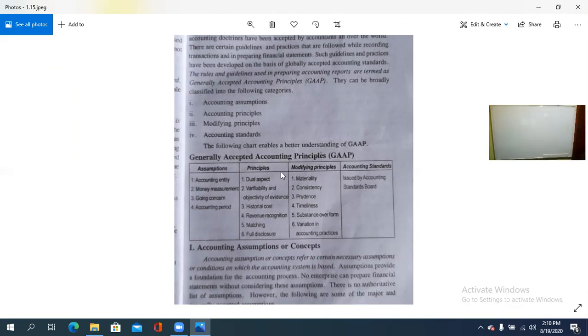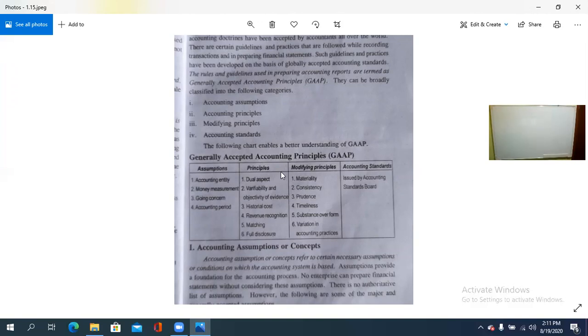Accounting period means what? Every year there should be some interval in between for revealing the result. Either 365 days or 52 weeks, which means what? 1 year. So every year there should be some disclosure of the net result. Net result in the sense means the profit or loss as the case may be. So assumptions or concepts are like accounting entity, money measurement, going concern and accounting period.